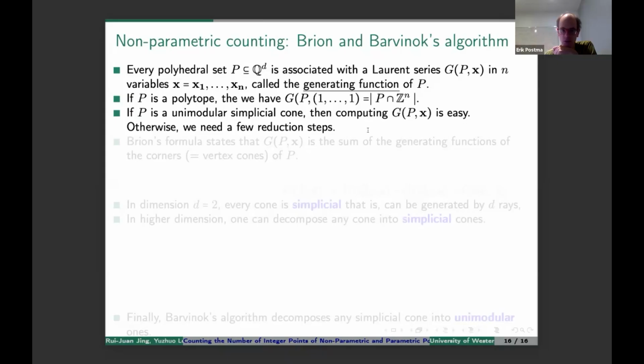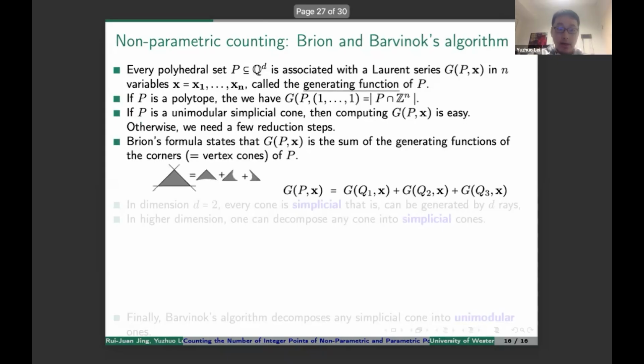There is less than 1 minute left. So okay.